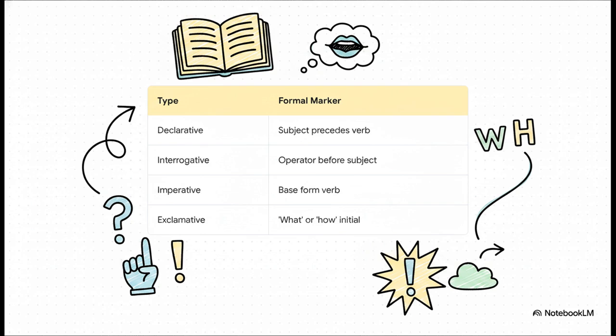Second, interrogatives, formally marked by an operator before the subject or an initial W element. Third, imperatives, which normally have no overt grammatical subject and just feature the base form of the verb. And fourth, exclamatives, which rigidly feature an initial phrase introduced by what or how, usually followed by a normal subject-verb order. Remember, their formal identification here relies strictly on word order and inflection.